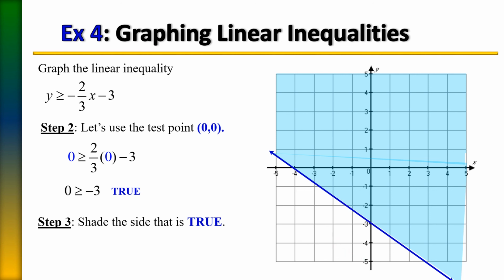Now, the method I've been using in most of these examples was the test point method, and specifically using the test point (0, 0) in all cases except cases where the line goes through (0, 0). That method will never fail you. The test point method, you can always check that to determine which side you would shade. And there you have it.